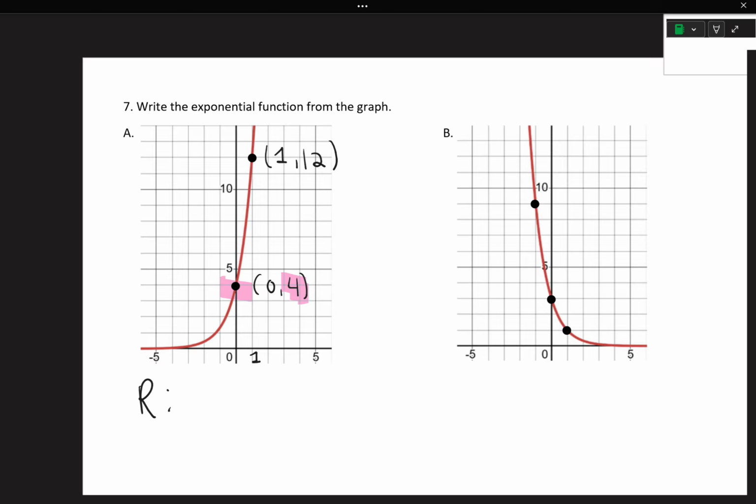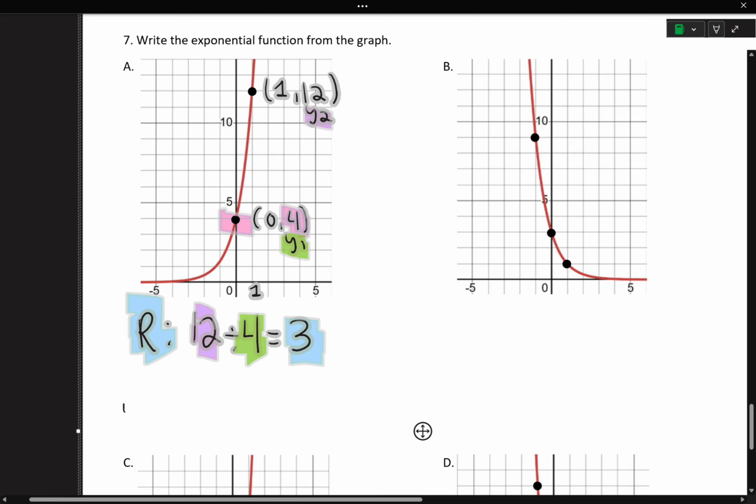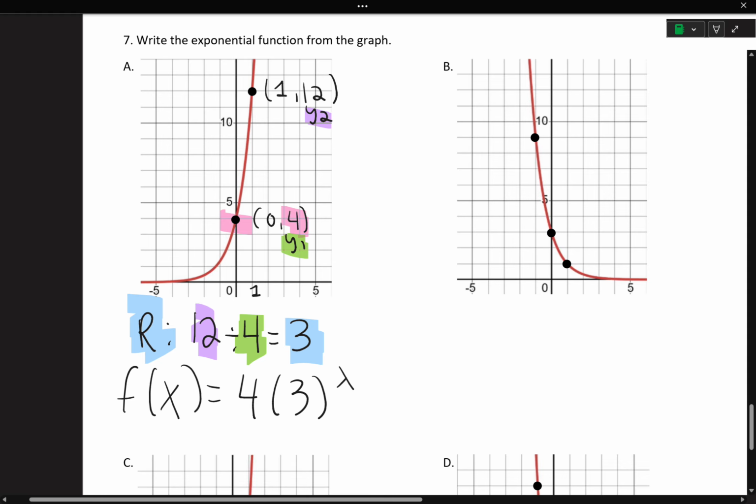All right. Well, we still have y1, y2. Our ratio is going to be 12 divided by 4. So it's 3. And now we have everything we need to write our function. F of x equals 4 times 3 to the power of x.